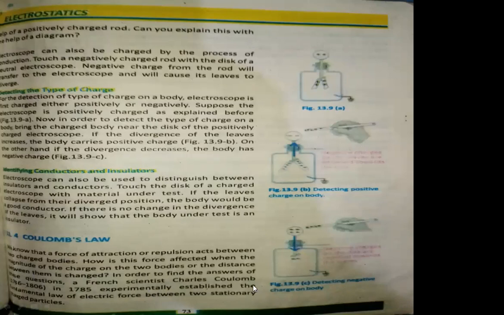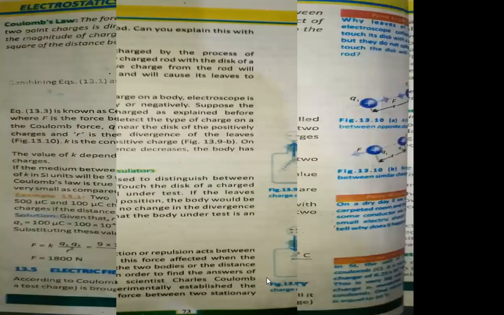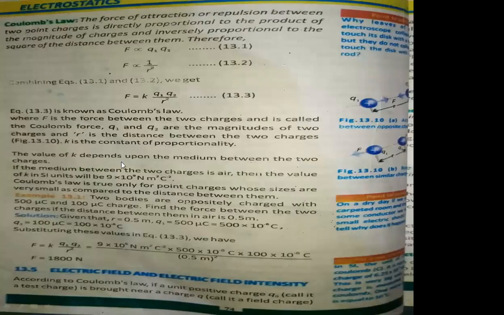The French scientist Charles Coulomb experimentally established the law that an electric force exists between two stationary charged particles. The statement of Coulomb's law is: the force of attraction or repulsion between two point charges is directly proportional to the product of the magnitudes of the charges and inversely proportional to the square of the distance between them.